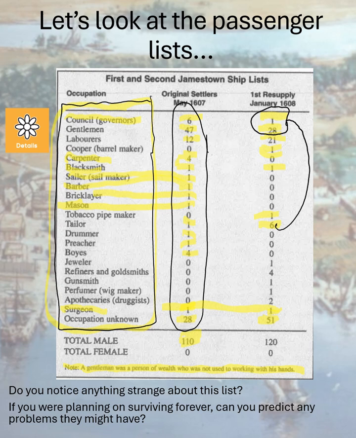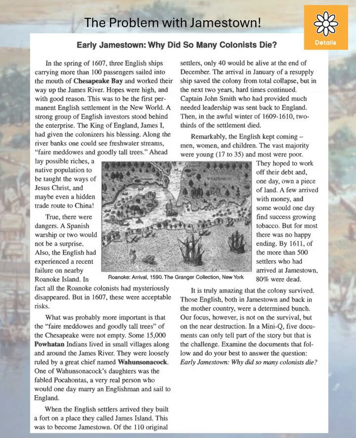Okay? All right. So here's the article I want to read, and you can follow along with me. You'll answer questions about this at the end in the Schoology assessment. So early Jamestown, why did so many colonists die?